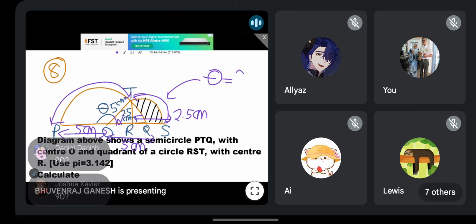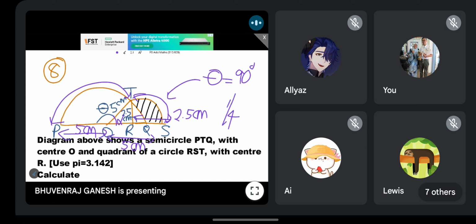Yes, correct. Remember, quadrant means 90 degree. Sukuan tu maksudnya 90 darjah. Okay, quadrant comes from the word quarter. Quarter means 360 divided by 4. That's why you get 90 degree.